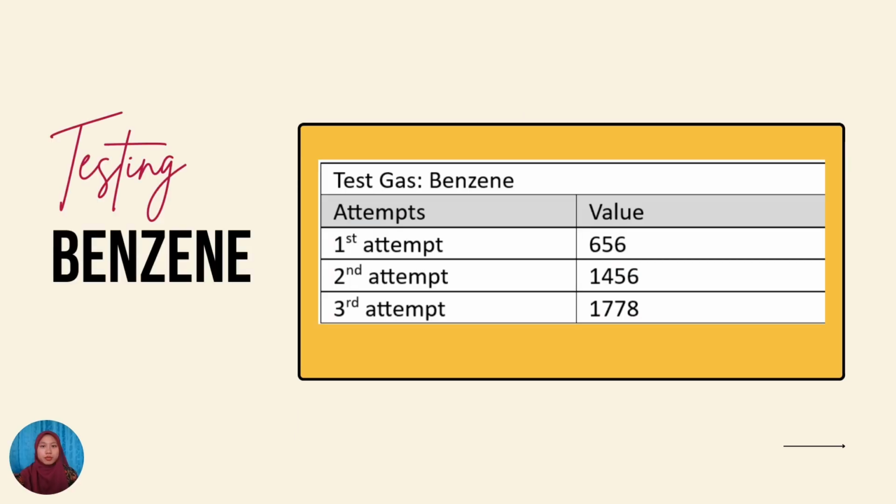So this is the result that we got from testing benzene using the MQ135 sensor. For the first attempt, we got 656 ppm. The second attempt is 1456, and the third attempt is 1778. All of these values will trigger the Blynk application to give out a warning to the user.